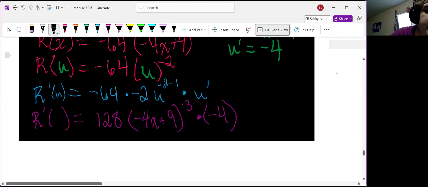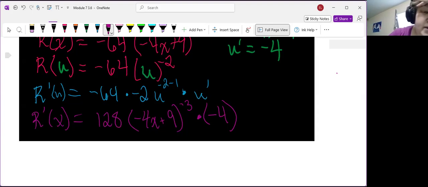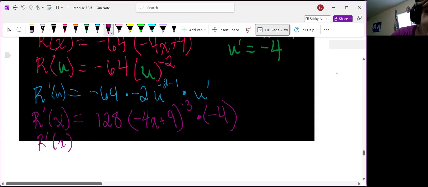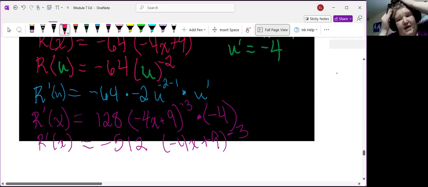Terribly sorry. That should have said r prime of x, because we took the u's out, we put the x's in. Okay, so cleaning it up just a tiny bit, because the 128 times the negative 4, I can do that. That is negative 512, negative 4x plus 9 to the negative third power. And that's all fine and dandy, yay formula.